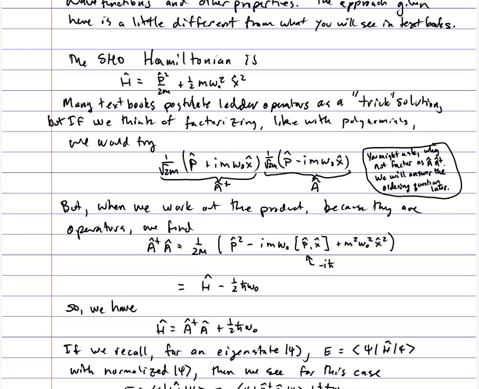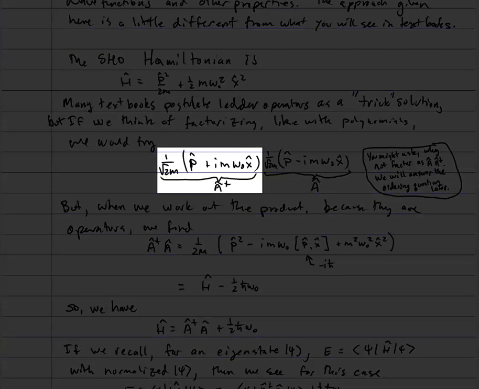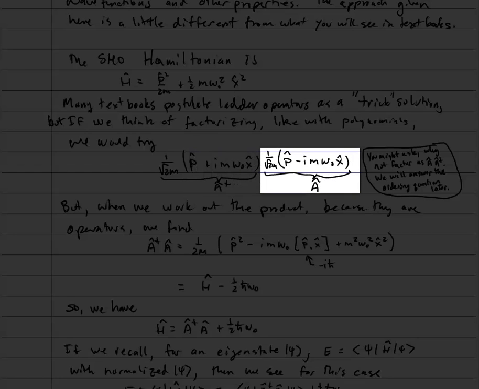But really what I'd like you to think about is going back to your high school algebra and thinking about factorizing a polynomial. We know that the difference of two squares can be factorized as (a minus b) times (a plus b) equals a squared minus b squared. If I instead look at (a plus ib) times (a minus ib), I'll get a squared plus b squared. So using that philosophy, we might want to think about, can we factorize this Hamiltonian as an operator? 1 over square root of 2m, p hat plus i m omega 0 x hat, times 1 over square root of 2m, p hat minus i m omega 0 x hat.